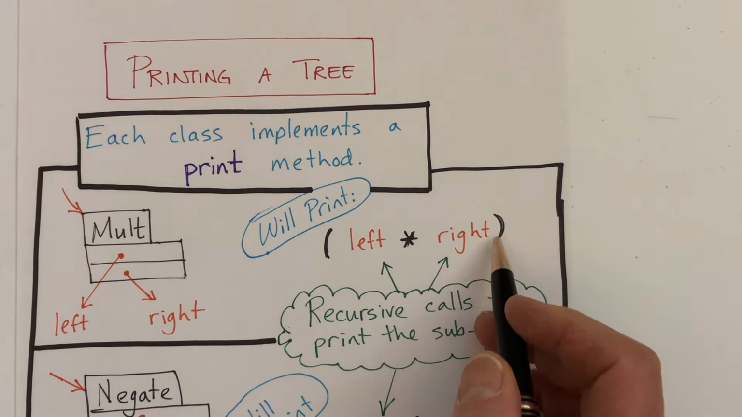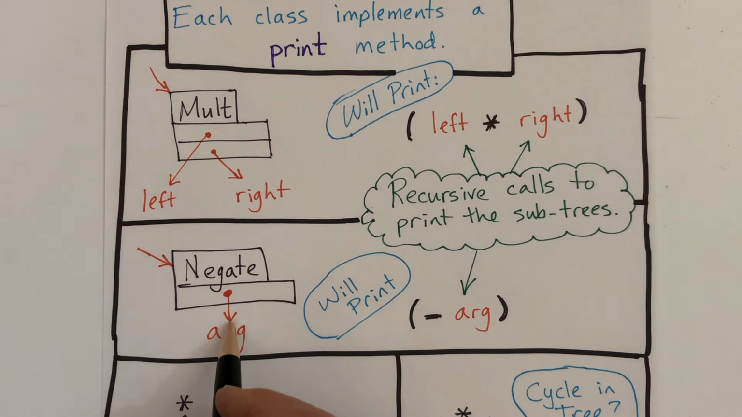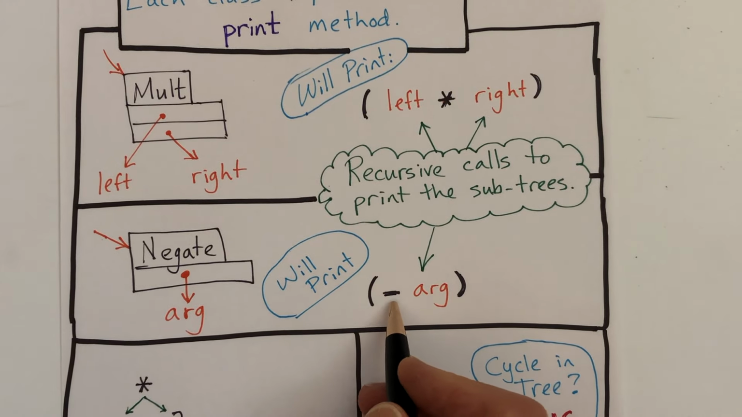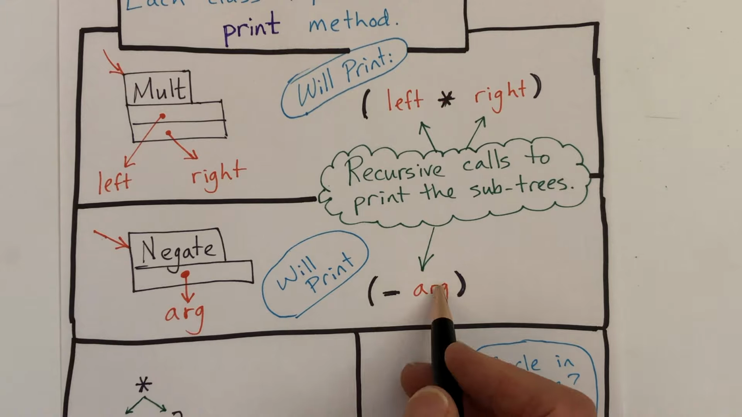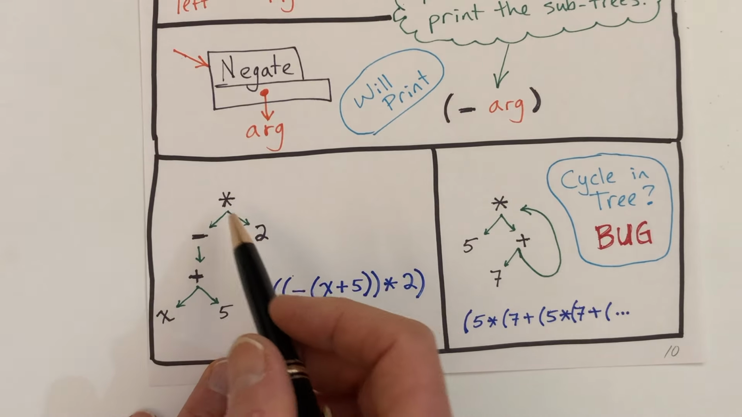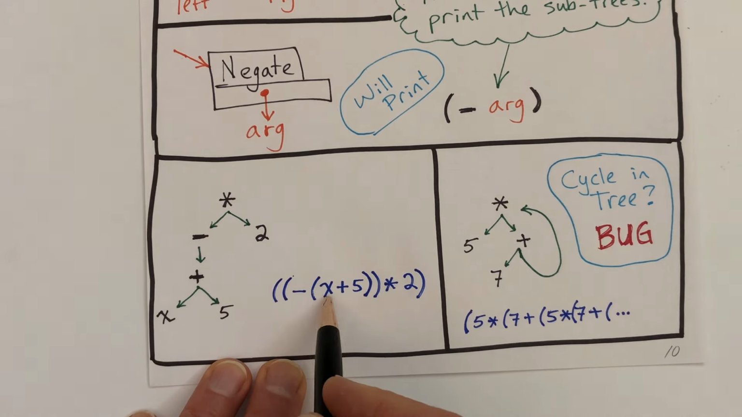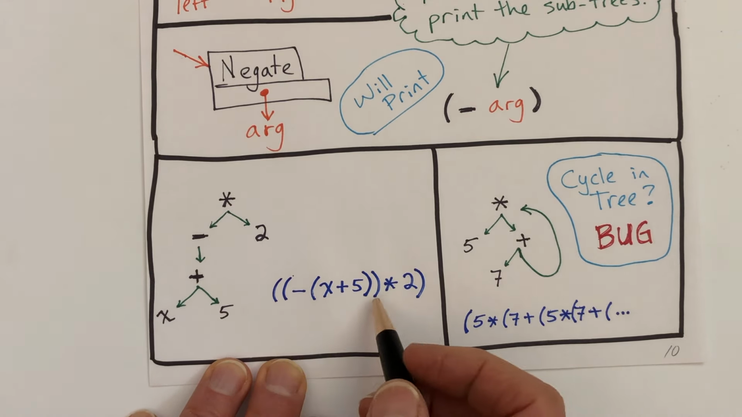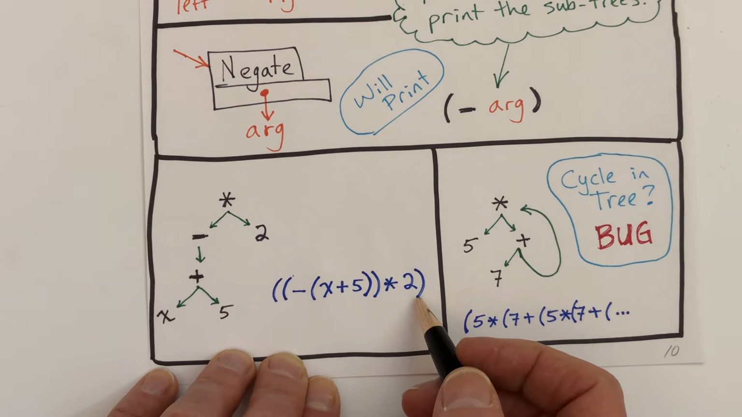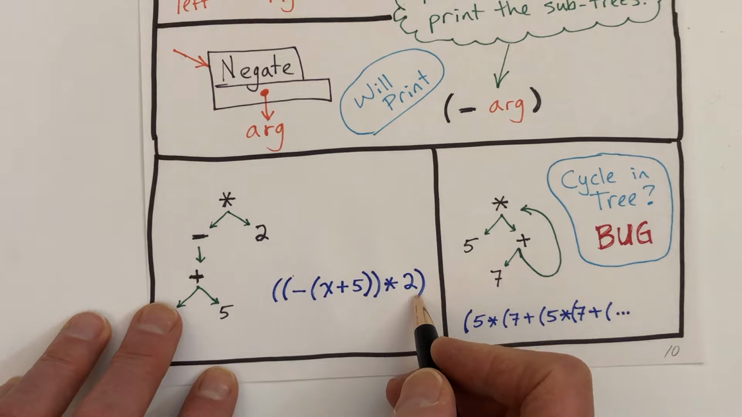A unary operator, like the negate class, just has a single field pointing to its argument, and it will print an opening parenthesis followed by the negate symbol, followed by the subtree, whatever it is, and then a closing parenthesis. So for example, if you have this particular expression, it's going to print out something like this. You'll see it's got a lot of parentheses, but that makes sure that the output is exactly unambiguous, so you can be sure exactly what your representation is.